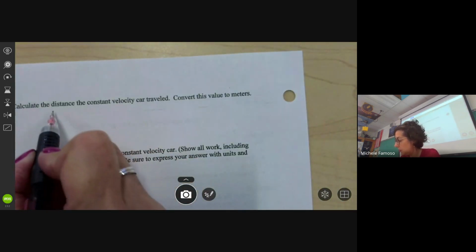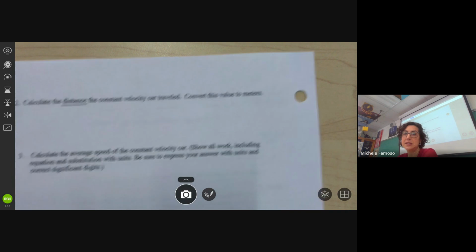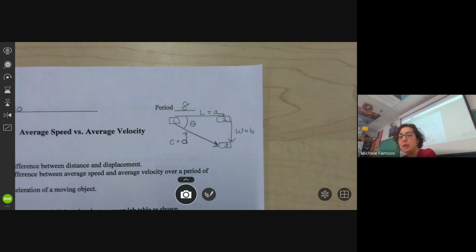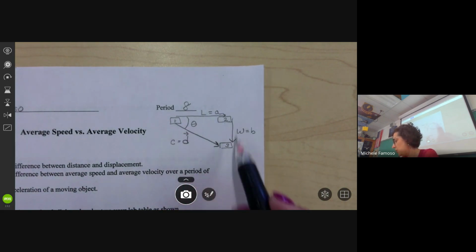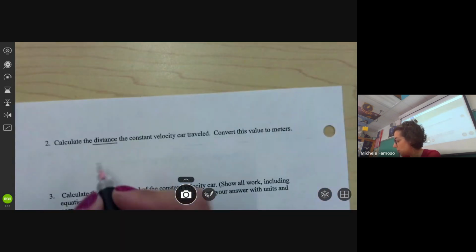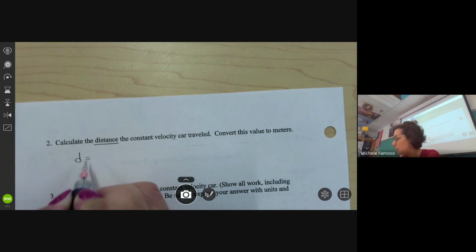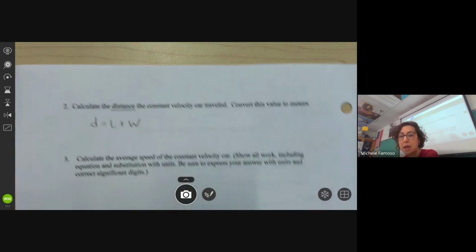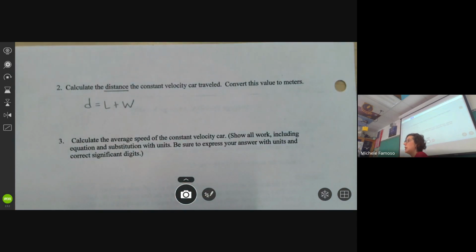Número dos. Now I want the distance. All right, so look back at that picture. The car went from 1 to 2 to 3. So what should we do to come up with this distance? What is it, Ashley? Add them. So if I were to write that as an equation, remember distance is just d without the arrow. I have to add the length to the width. So that would be the equation that I'm writing to solve this question.